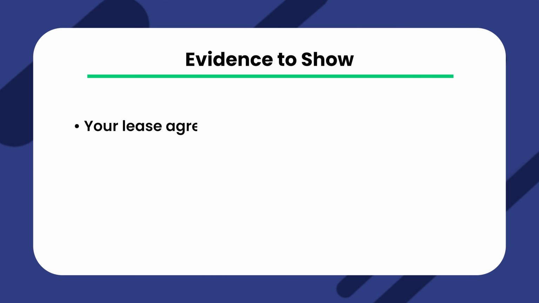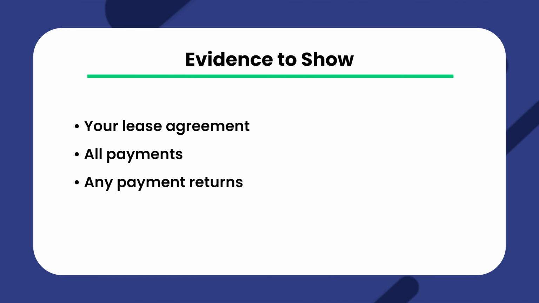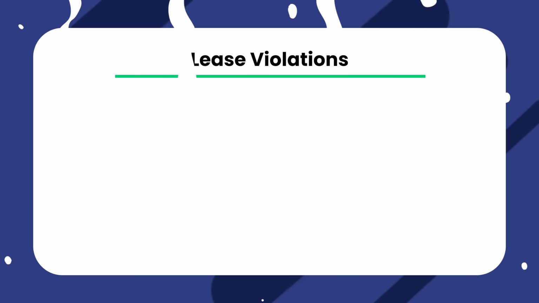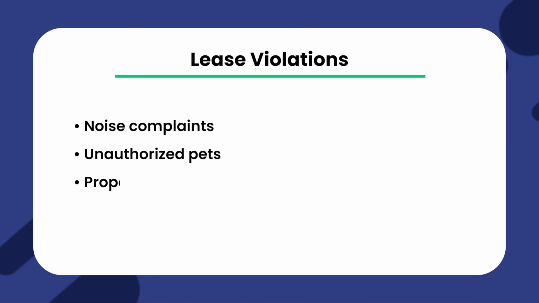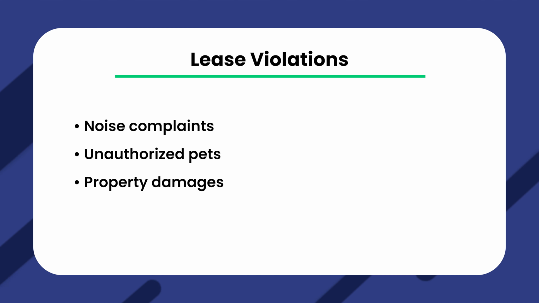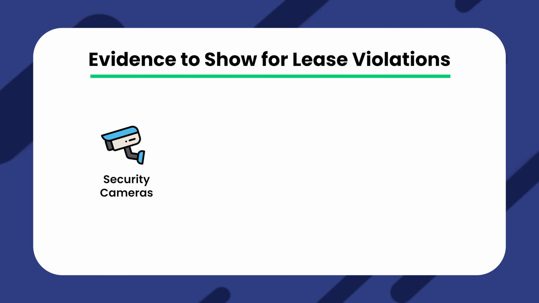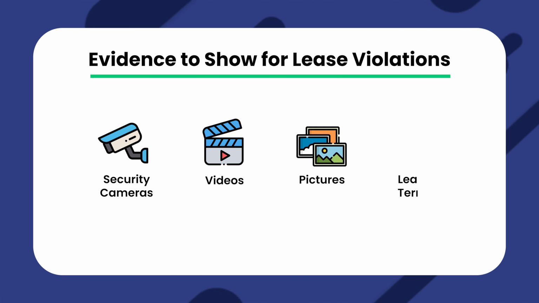Now, if the tenant doesn't pay rent and they dispute the claim, it's important to show the judge the following: your lease agreement, all payments, any payment returns, and all messages. If you're evicting the tenant for lease violations, for example, noise complaints, unauthorized pets, or property damages, it's important to show proof from any of the following methods: security cameras, videos, pictures, and the lease terms.